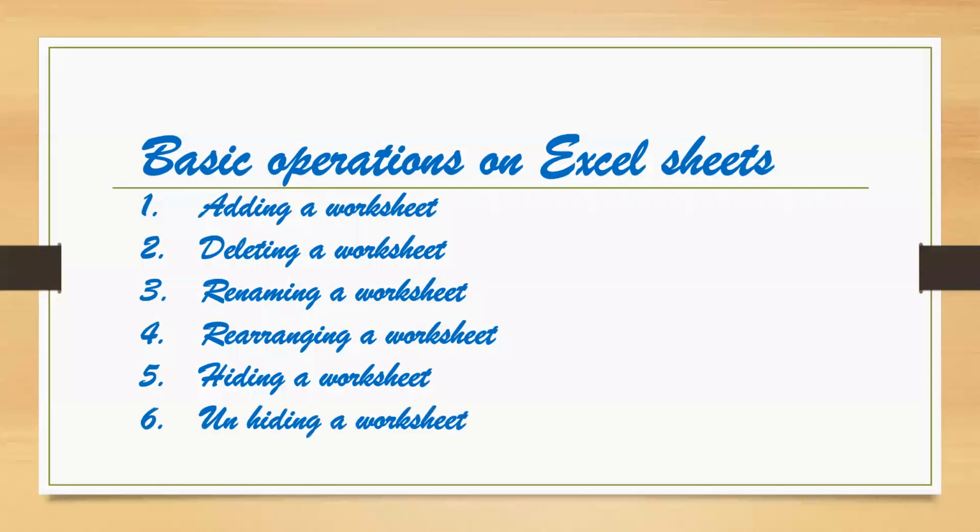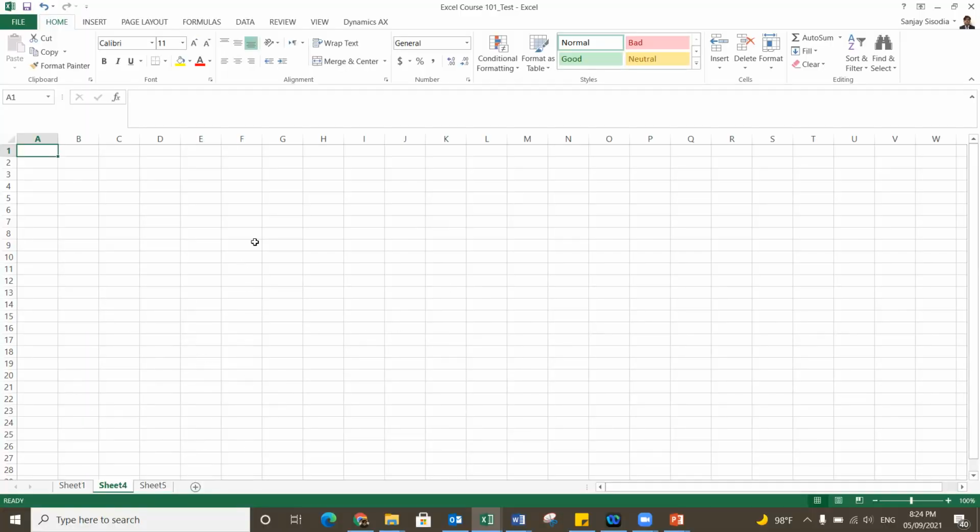Then the next option is to unhide a worksheet. So a worksheet that you have hidden, but now you want to bring that worksheet back. How will you do that? You can click on any of the worksheets in the workbook, right click and then select the option unhide.